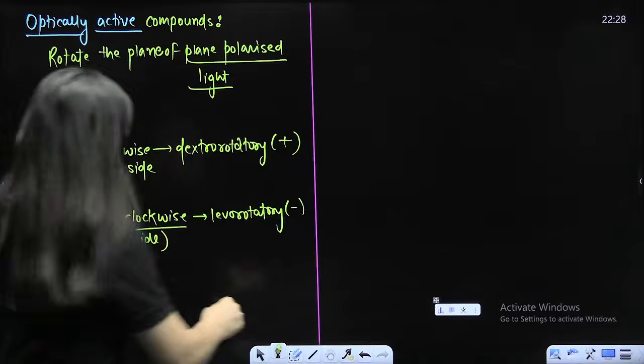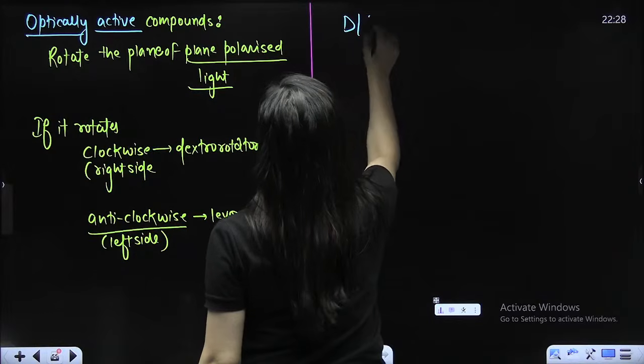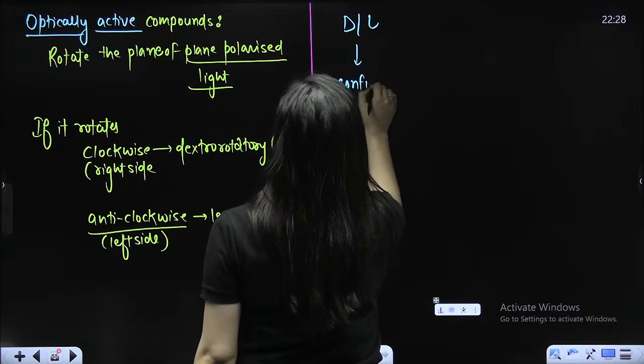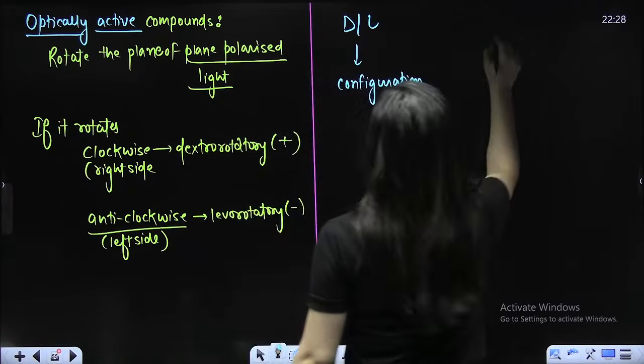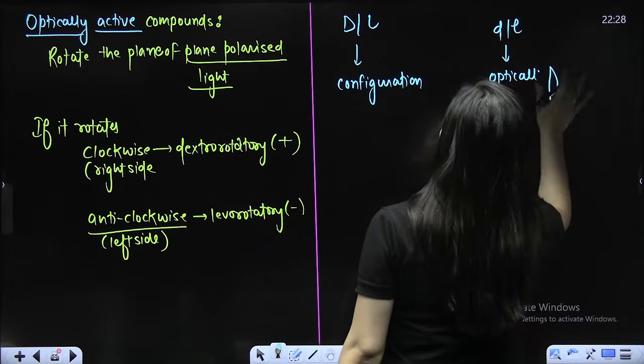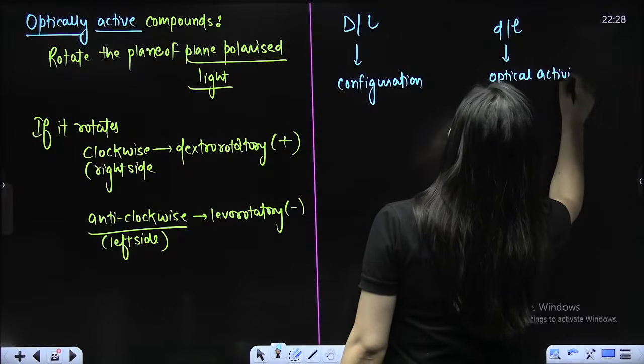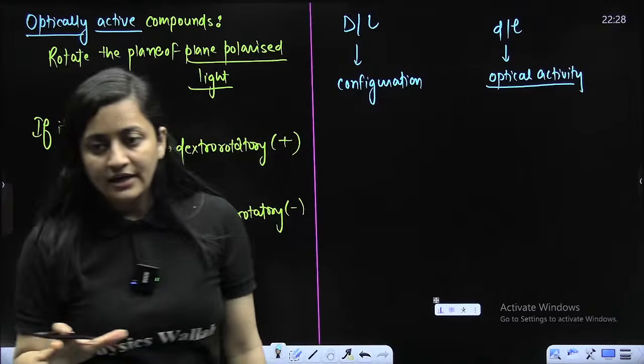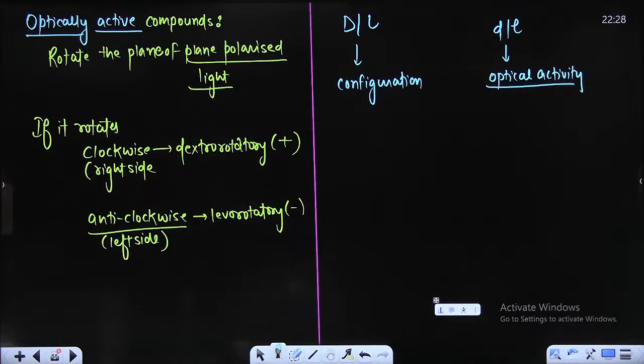Whenever you talk about capital D or capital L, it talks about configuration. If it is small d and small l, you are talking about optical activity. So never use capital D and small d interchangeably; they have different meanings. You compare the configuration as per glyceraldehyde. If OH is on the right at the chiral carbon, it is capital D; if OH is on the left, it will be L. That's it. This is enough for you.